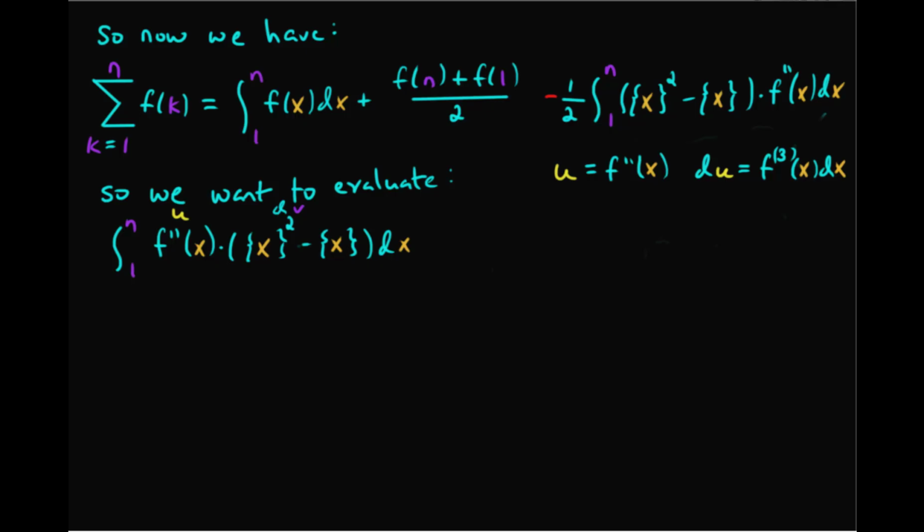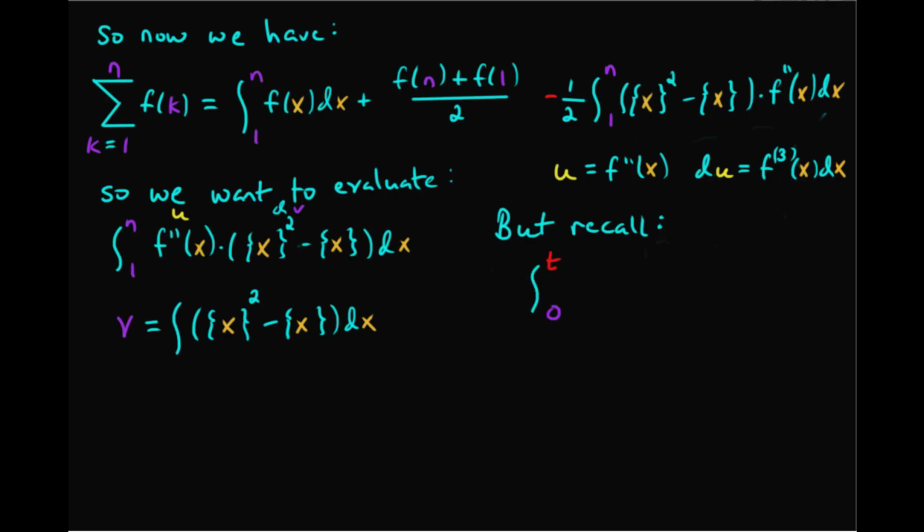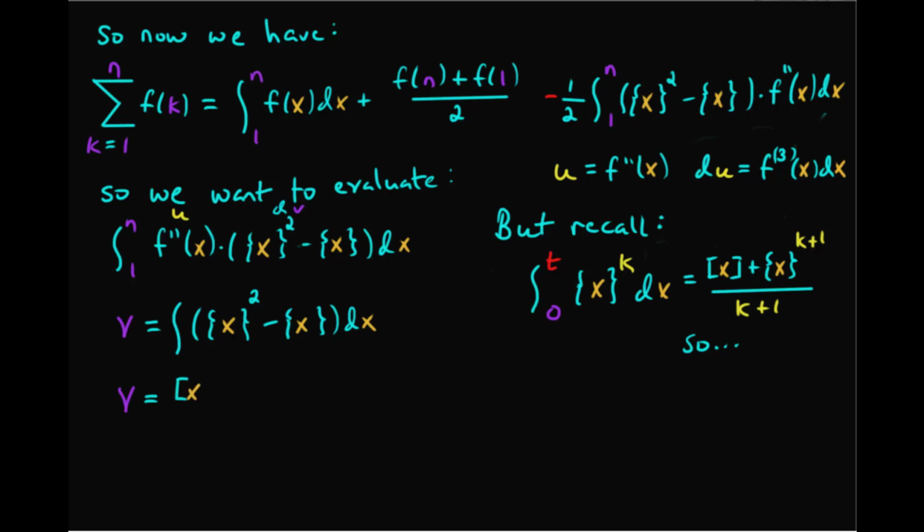And to find v, we'll want to integrate the expression fractional part of x squared minus fractional part of x dx. But recall, we already found that the integral from 0 to t of the fractional part of x to the k dx equals the floor of x plus the fractional part of x to the k plus 1, all over k plus 1. So we can use that fact here and find that v equals, I'm integrating the fractional part of x squared first, the floor of x plus the fractional part of x cubed all over 3, and now I'll integrate the fractional part of x, minus the floor of x plus the fractional part of x squared all over 2.